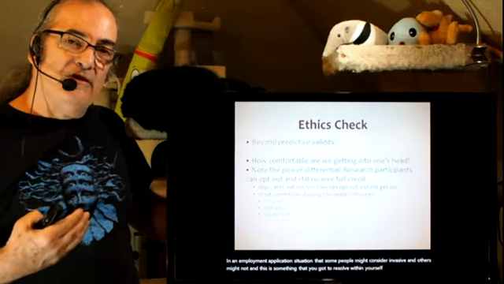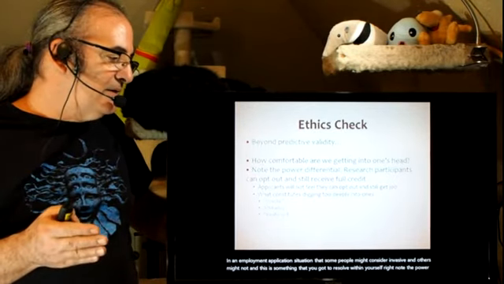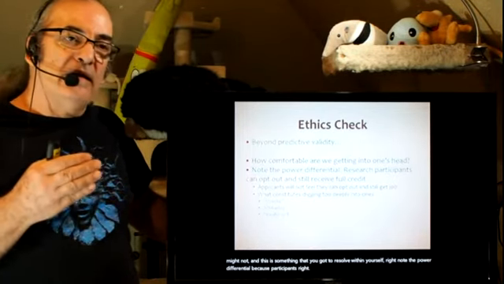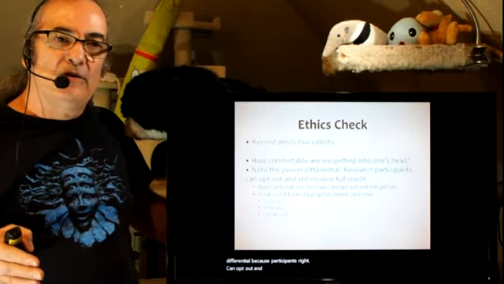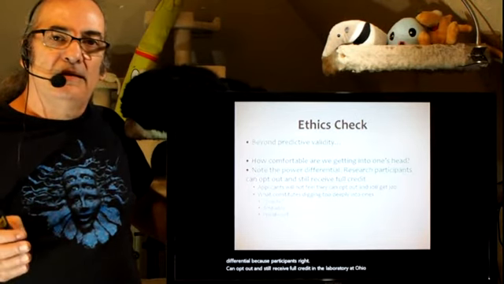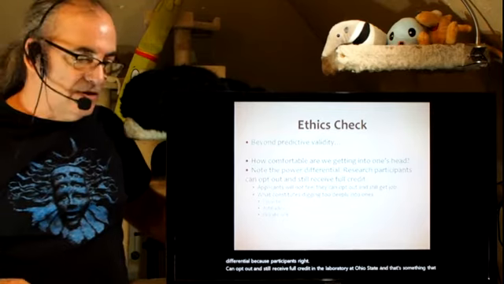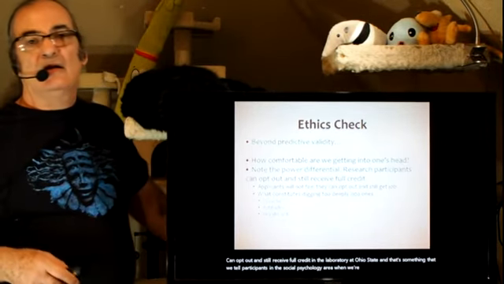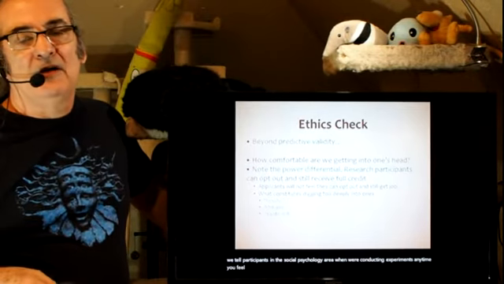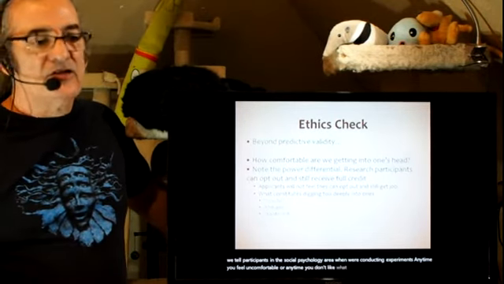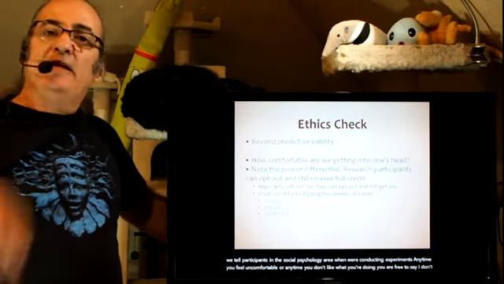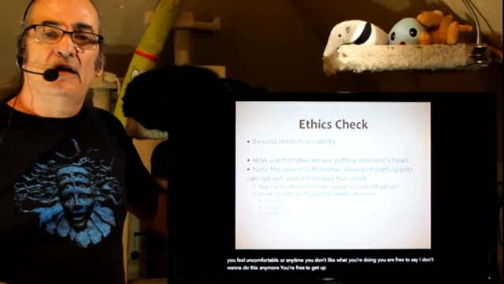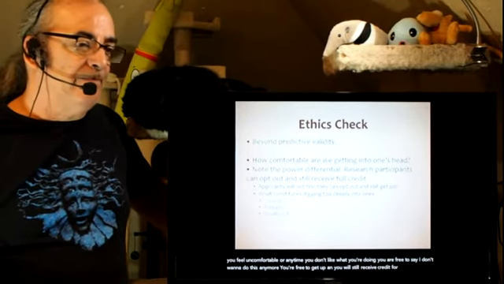Note the power differential, because participants can opt out and still receive full credit in the laboratory at Ohio State. And that's something that we tell participants in the social psychology area when we're conducting experiments. Anytime you feel uncomfortable or you don't like what you're doing, you are free to say, I don't want to do this anymore. You're free to get up, and you will still receive credit for participating in the experiment.